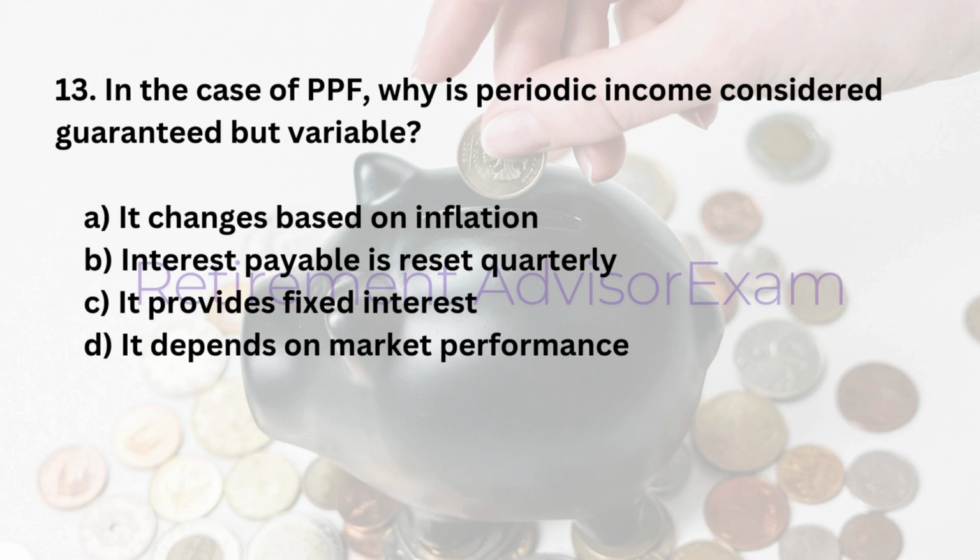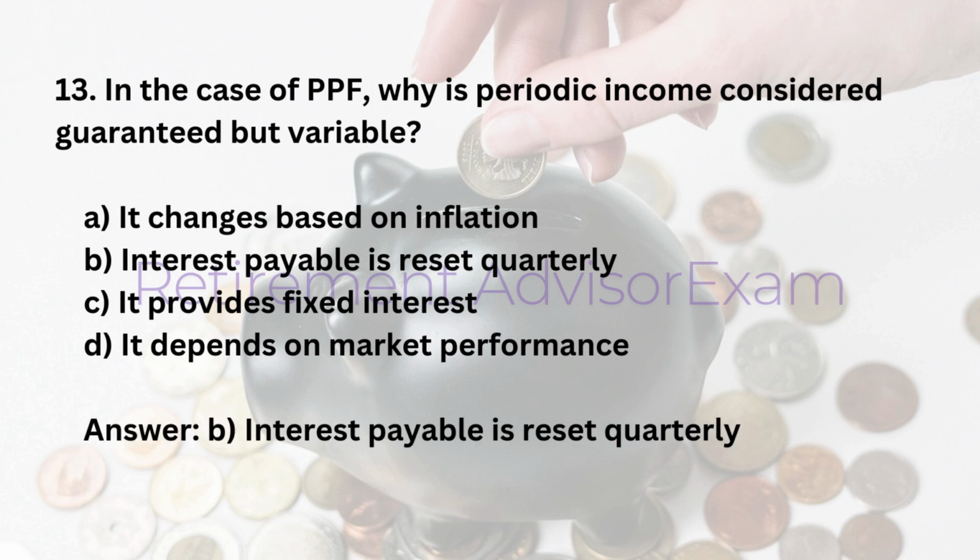13. In the case of PPF, why is periodic income considered guaranteed but variable? A. It changes based on inflation. B. Interest payable is reset quarterly. C. It provides fixed interest. D. It depends on market performance. Answer: B. Interest payable is reset quarterly.